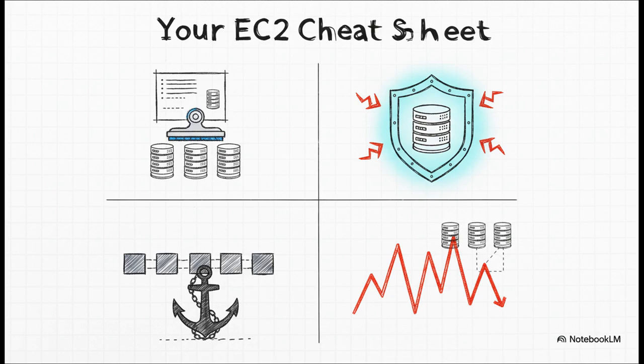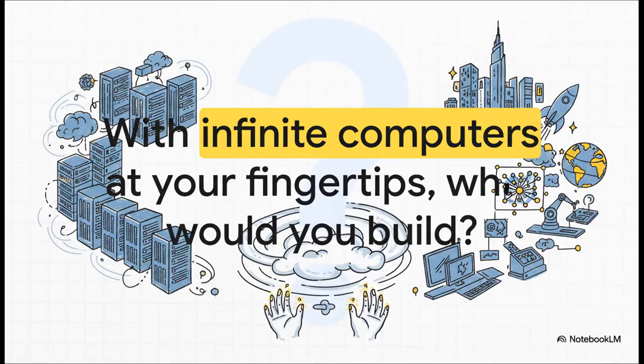This is the magic that automatically adds or removes computers based on traffic, so your app is always fast without you wasting any money. And that really is the core of it. EC2 basically gives you the power of a colossal data center, right at your fingertips, ready to go in an instant. So the only question left is, with basically infinite computers available on demand, what would you build?